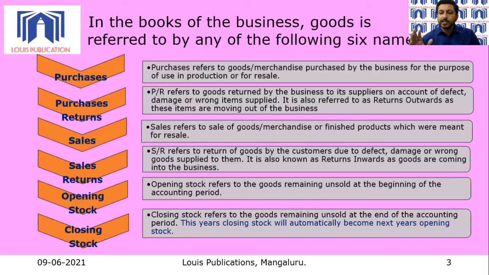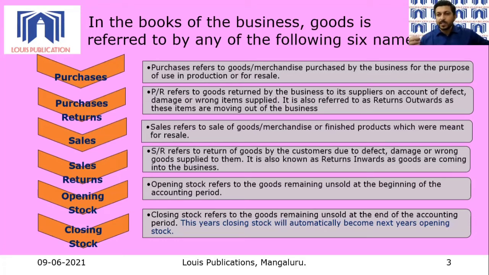So in that case, the business would like to return such goods back to the suppliers. And since when the business is returning the goods back to the suppliers, the goods are going outside the business, purchases returns are also known as returns outwards or returns to suppliers. Since the goods are going out of the business, such returns are also referred to as returns outwards, because if we speak about the direction of the goods, it is going outside the business.